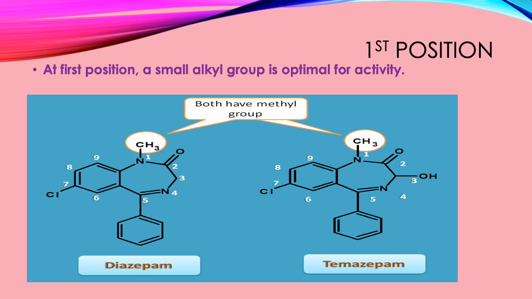The first position for modification of our pharmacophore is adding a small alkyl group, for example, methyl. This is present on our nitrogen and is available in our drugs diazepam and temazepam. So that methyl group is very useful, or is required, for optimal activity for CNS depression.